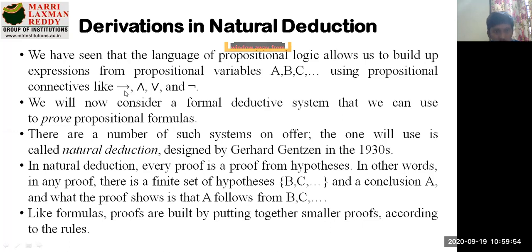Here we have implication, or, and negation, which you have already seen. There are a number of such systems with respect to deductive systems, and natural deduction is one among them, which was designed by Gerhard Gentzen. Keep note of this name, guys. In the 1930s, this concept was discussed.